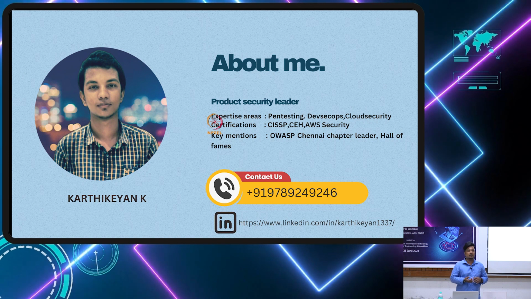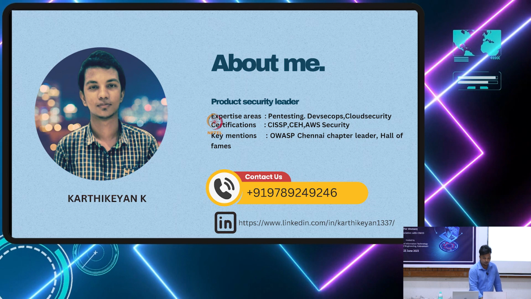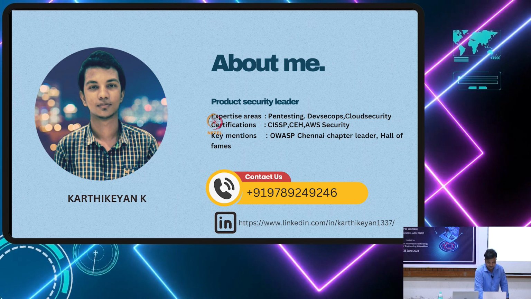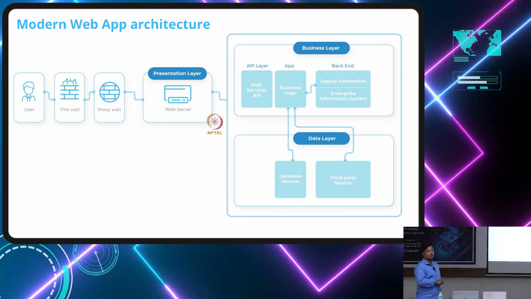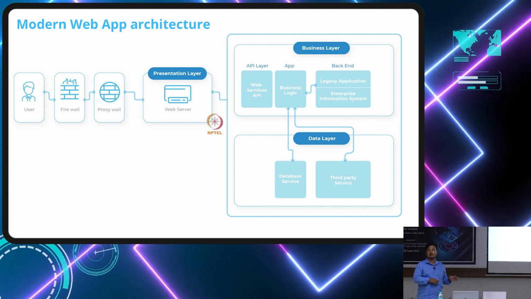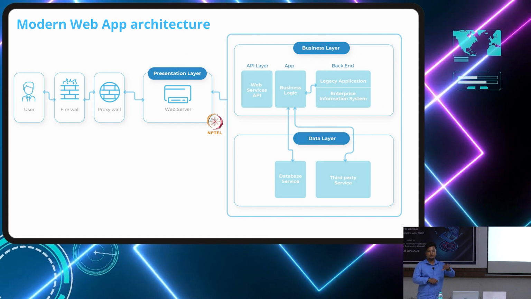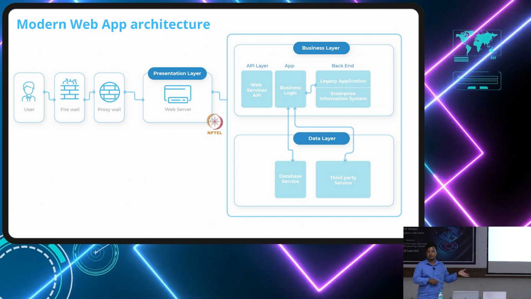Whatever you are seeing right now on the internet works like this modern web application. Previously, applications had a three-tier architecture: user, web server, then database server. This is how application architecture was developed in the earlier days. We call that a monolithic application.